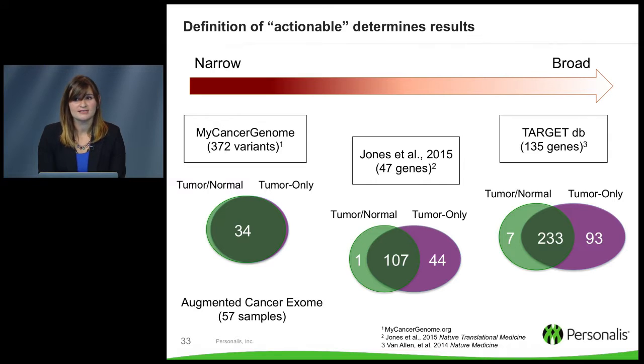So we repeated this analysis by looking at filtered variants in actionable genes as defined by the Jones et al. paper, 2015, as well as by the Target database. So here, using these broader sets of actionable genes, although there is still high concordance between both methods, we do start seeing that the tumor-only analysis calls extra variants that would have been deemed germline if the matched normal had been available.